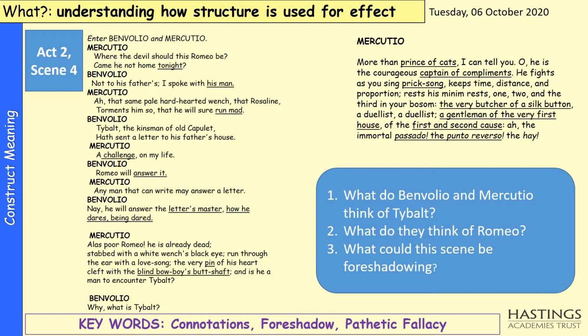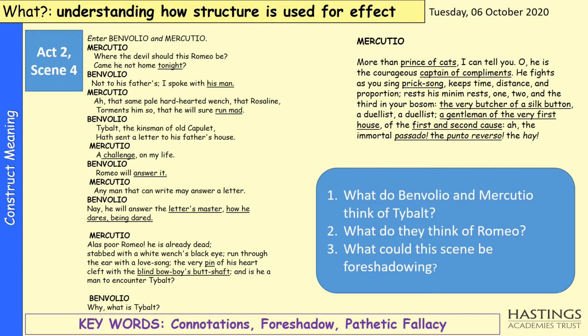The next question, what do they think of Romeo? Benvolio says he thinks that Romeo will answer the challenge, he will fight Tybalt, whereas Mercutio thinks that Romeo is weakened by love, therefore not ready to fight someone like Tybalt.